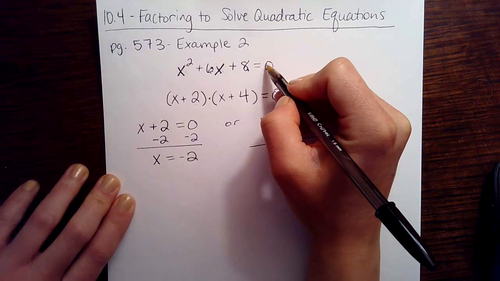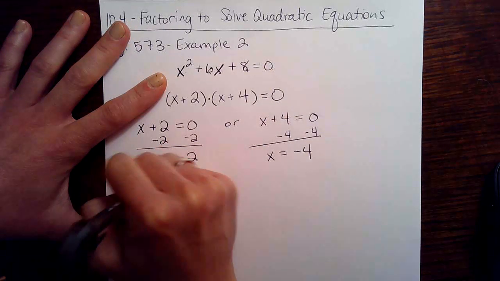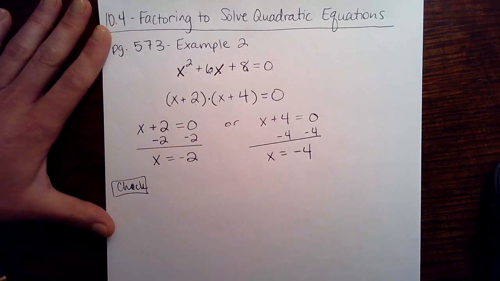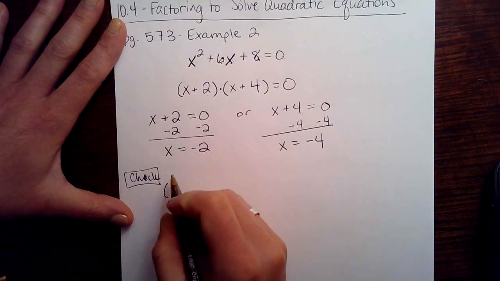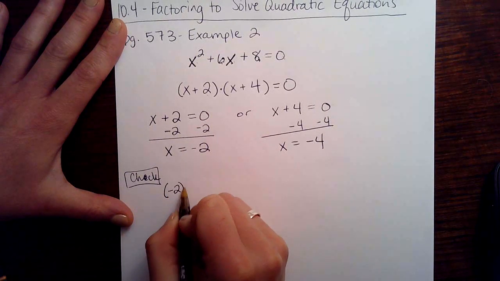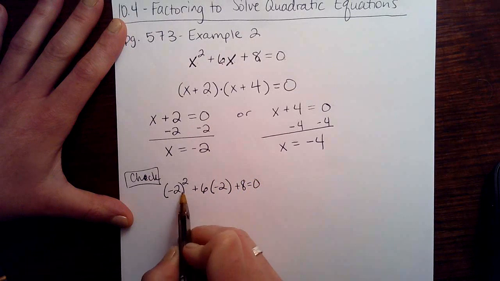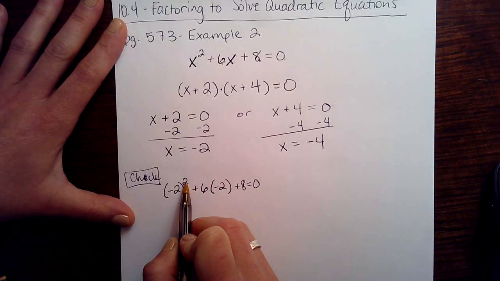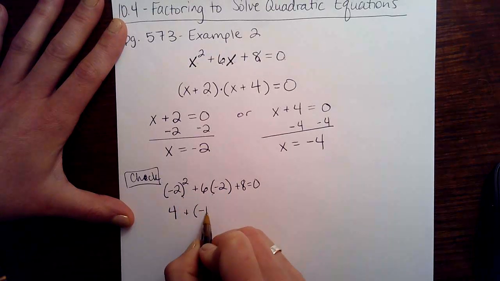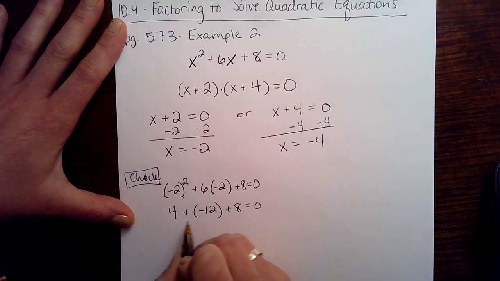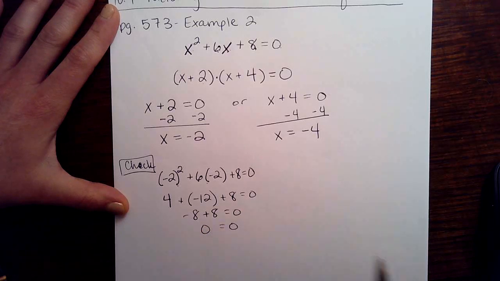Now I could again plug both of those in and check those in my original. You do not always have to do the check, but I would encourage you, at least in these first couple examples, to just try it out and make sure you're on the right track. X squared plus 6x plus 8. When I plug in negative 2, remember to put those parentheses around it. That's going to be really important in your calculator. Negative 2 times itself is positive 4. 6 times negative 2 is negative 12, plus 8 equals 0. 4 plus negative 12 is negative 8, plus 8 is 0, so 0 equals 0.